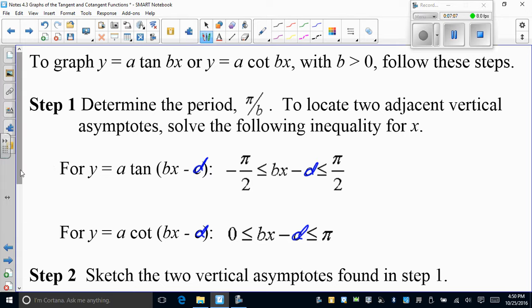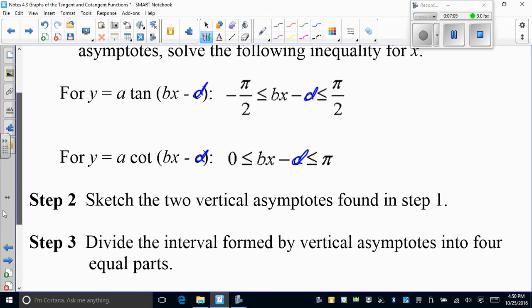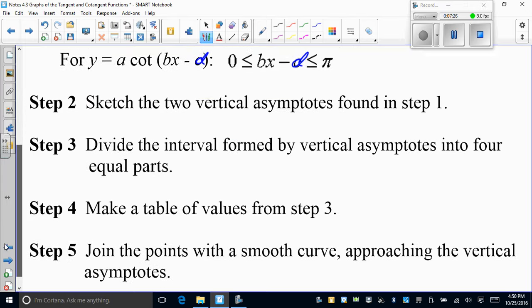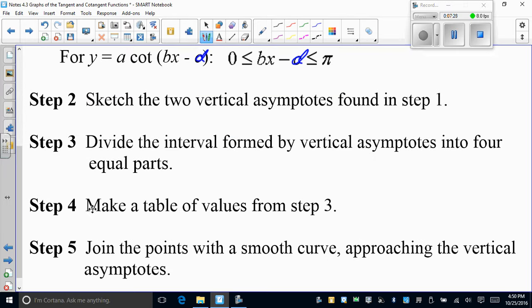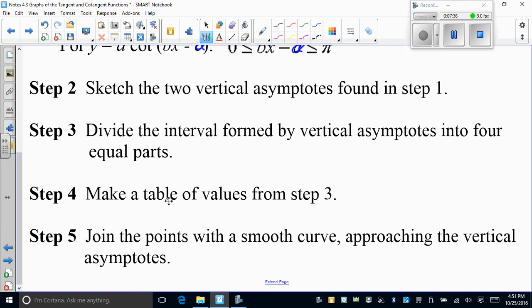So the first thing you have to do is identify your vertical asymptotes. Sketch the two vertical asymptotes, and then divide your interval formed by the vertical asymptotes into 4 equal parts. So you're going to put 3 dashes between your vertical asymptotes. We are not going to make a table. We're going to just use our ideas of what we know, and then join the points with a nice smooth curve. But again, if you want to make the table, knock yourself out. We are not going to do tables.